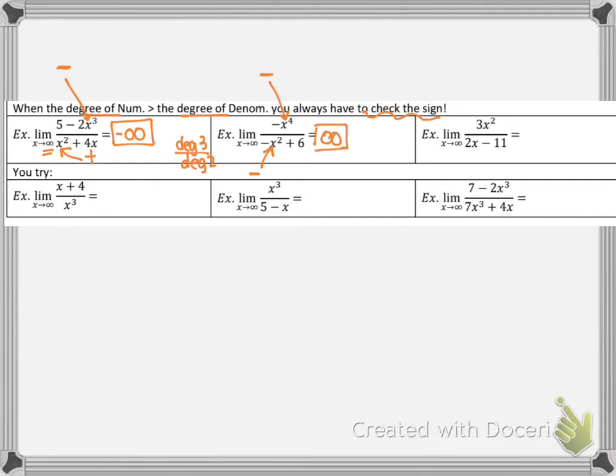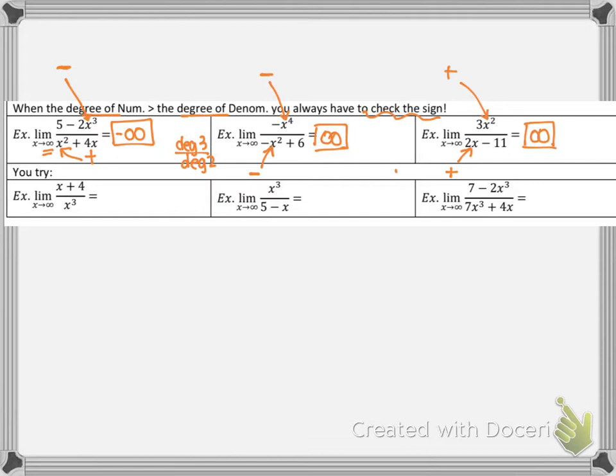Okay, last one here. It's bigger on top, BOTI, bigger on top, infinity. Let's check the sign. When I plug in a big number to the top, I get positive. Plug in a big number to the bottom, I also get positive because that minus 11 is insignificant. Positive divided by positive gives me positive infinity.